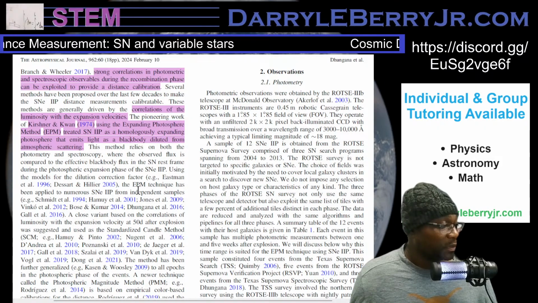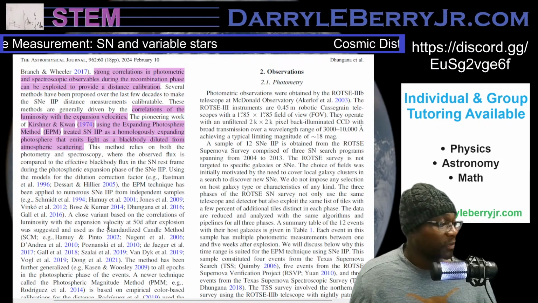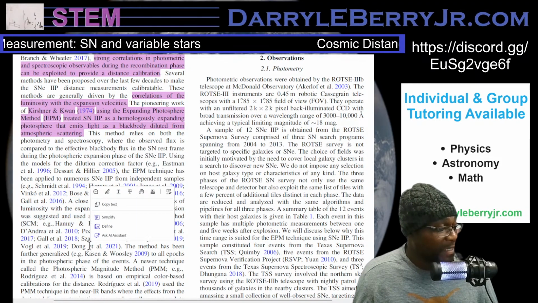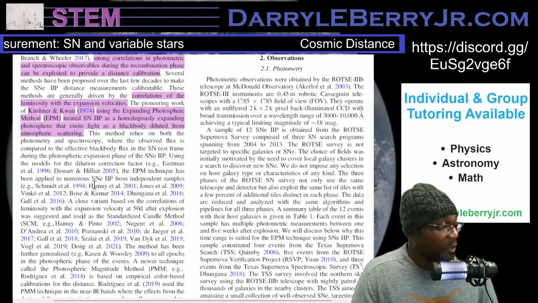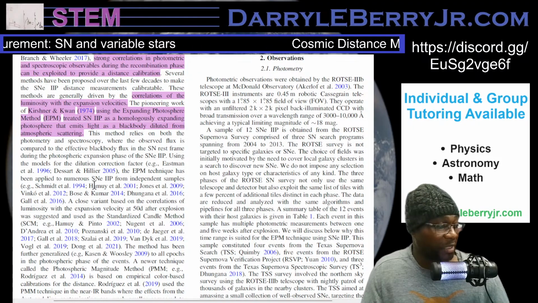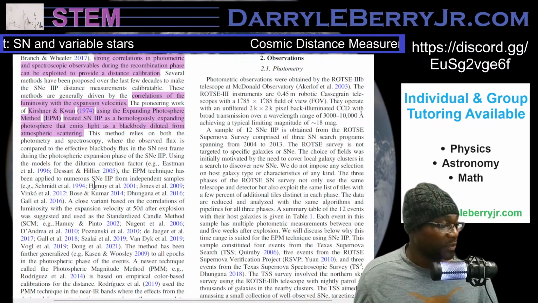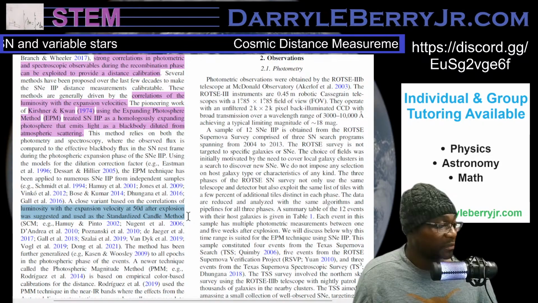The EPM technique has been applied to numerous Type 2P supernovas from independent samples. A close variant, based on the correlations of luminosity with the expansion velocity at 50 days after explosion, was suggested and used as a standardized candle method. Okay, so for the standardized candle method, it's luminosity with velocity at 50 days.